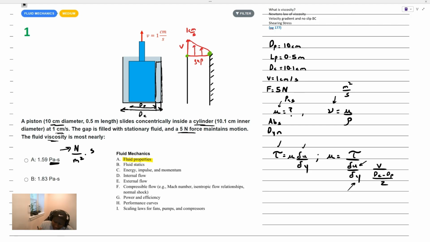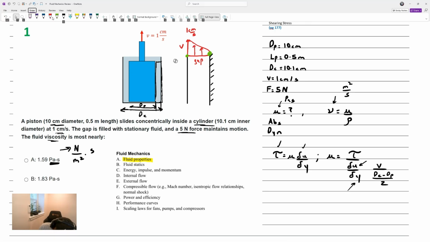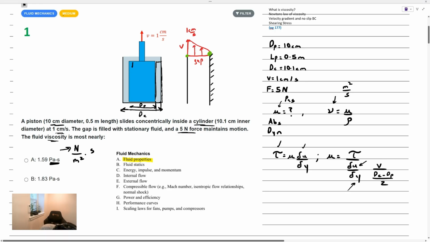As we pull up on that piston, there's going to be some shearing stresses that develop on the piston surface. Shearing stresses are parallel to the surface. So you can picture all of these little stresses acting downward as we're pulling upward. That's what's balancing it and what would allow it to move with a constant speed. We know what the force is. The force that's pulling up is 5 newtons. And that force per unit area is what we call the shear stress. Force per unit area is shear stress.